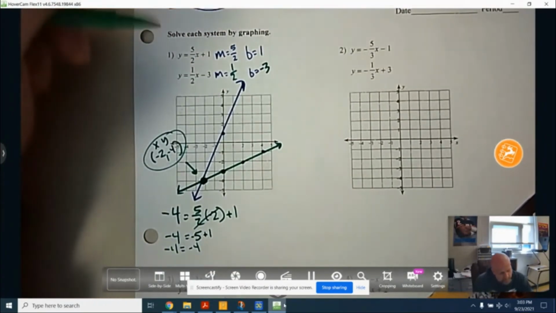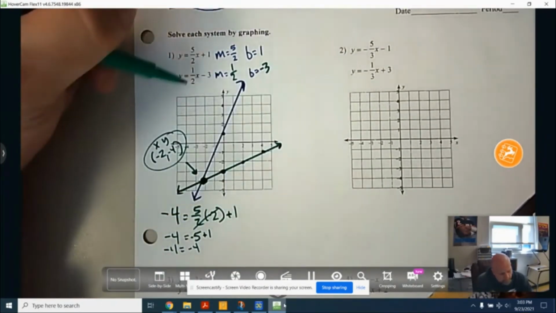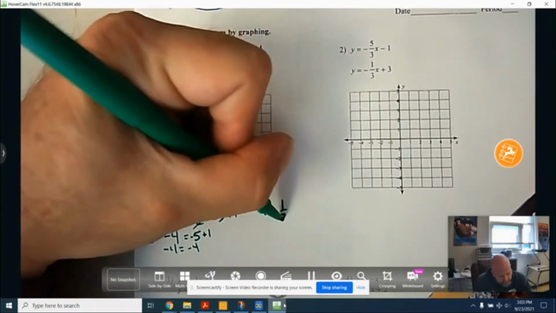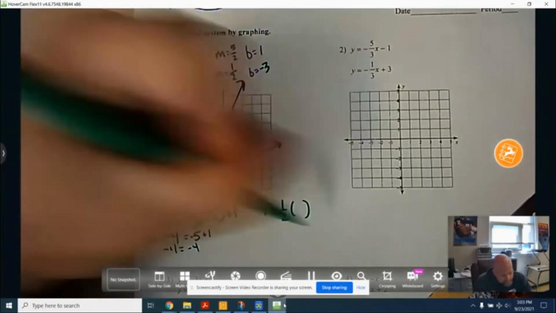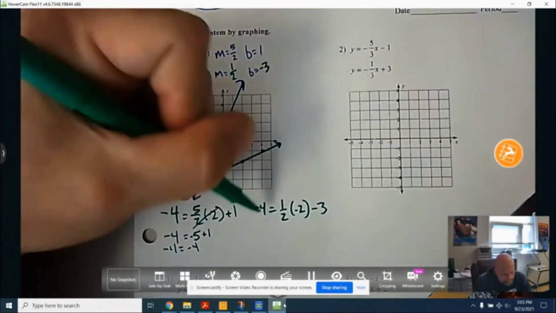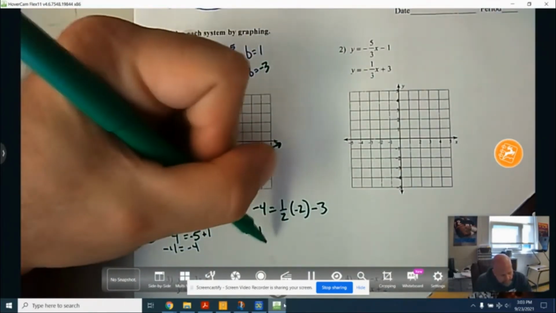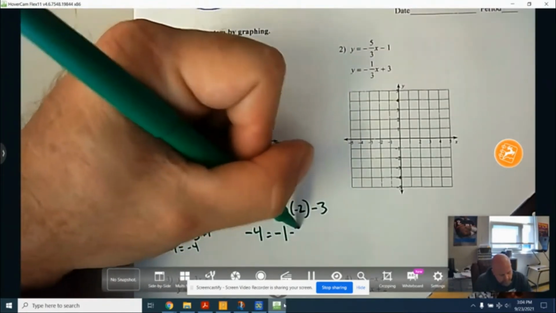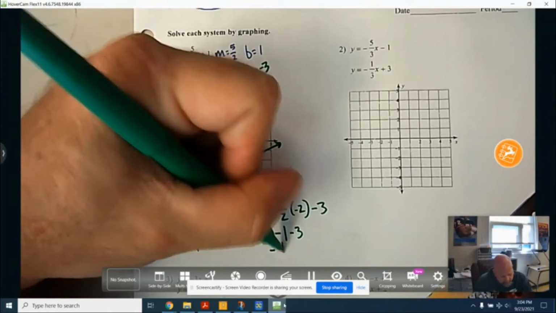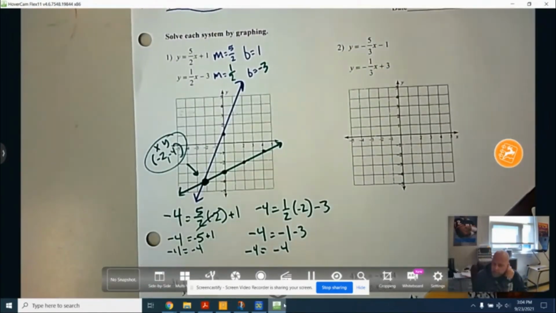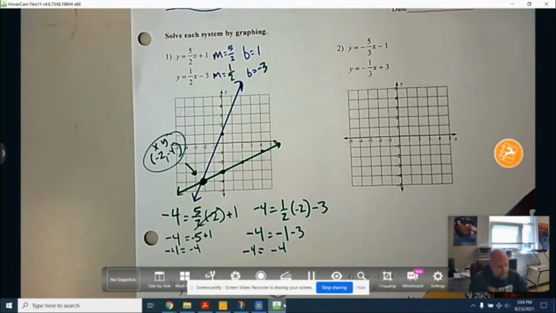I can test the other equation as well to see if I'm correct. So y again was -4 equals 1/2 times x, which in this case is -2, then -3. So I have -4, and then 1/2 times -2 gives you -1, and then -3. -3 minus 1 is -4. I get -4 equals -4, so yeah, that works. That's definitely a point found on both lines because it makes your left side equal the right side.